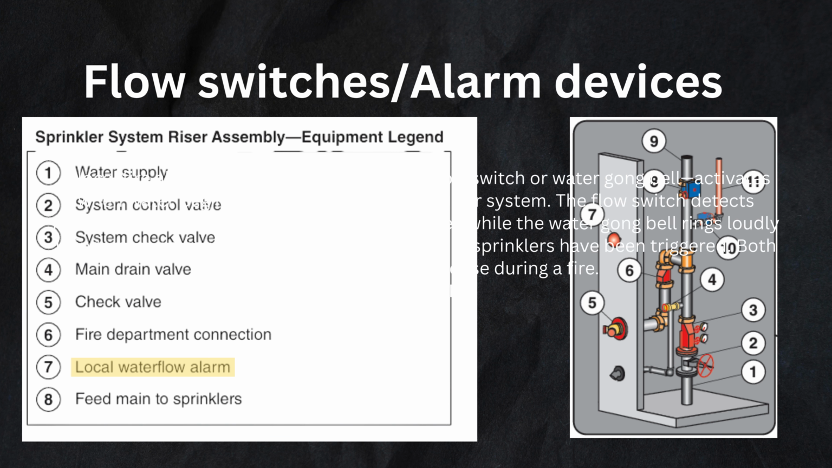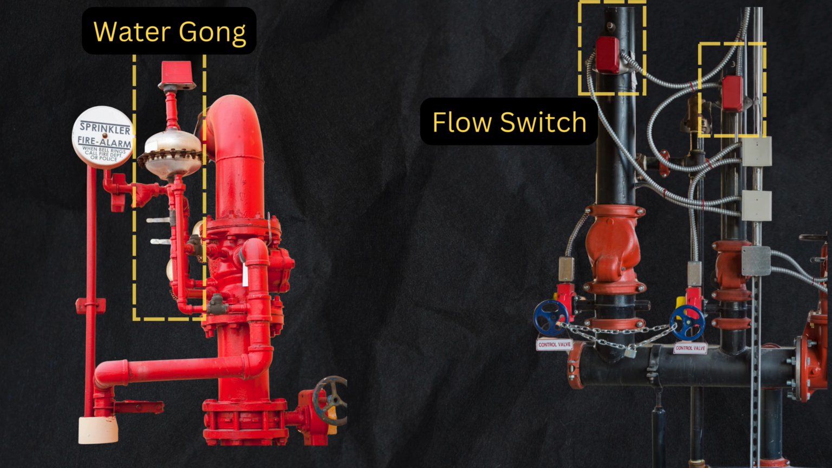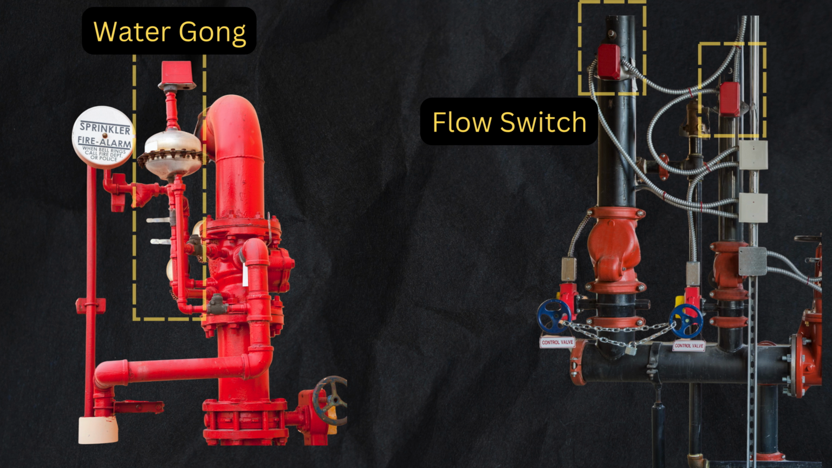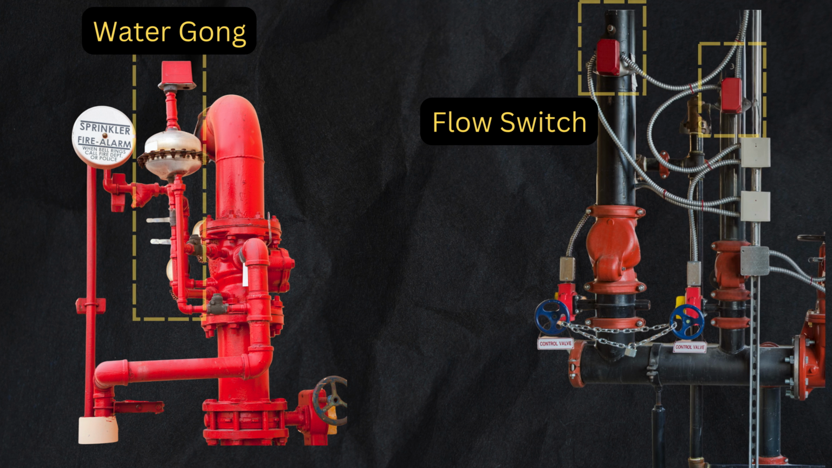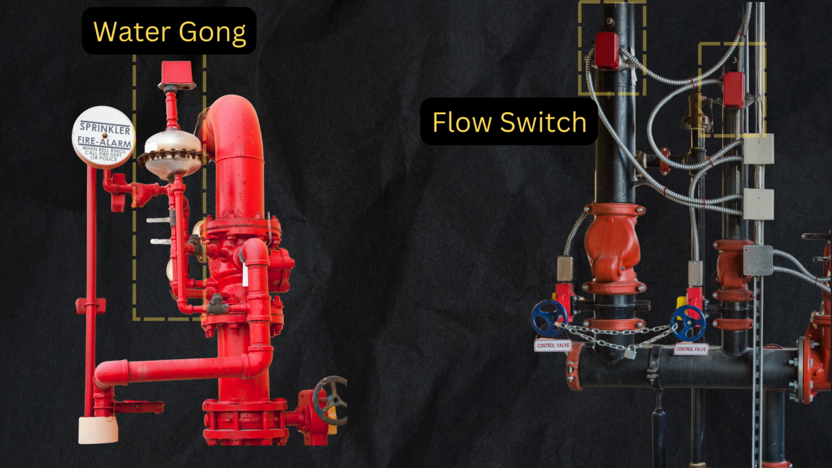A local fire alarm on a fire riser, like a water flow switch or water gong bell, activates when water begins flowing through the sprinkler system. The flow switch detects movement and sends a signal to the alarm panel, while the water gong bell rings loudly using water pressure, alerting people nearby that sprinklers have been triggered. Both are key for fast local response during a fire.